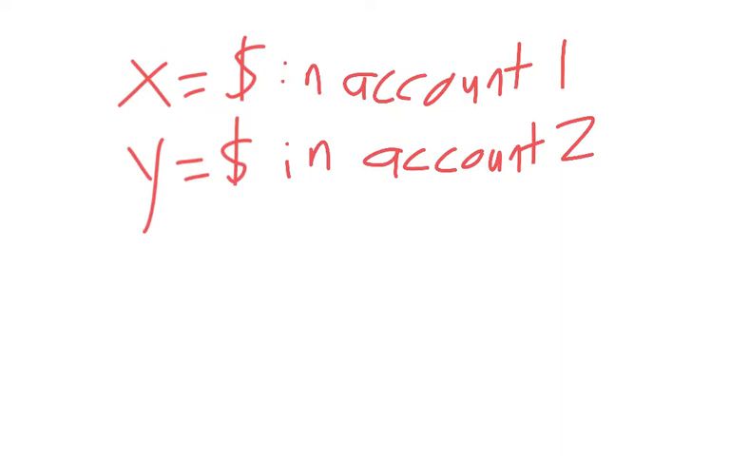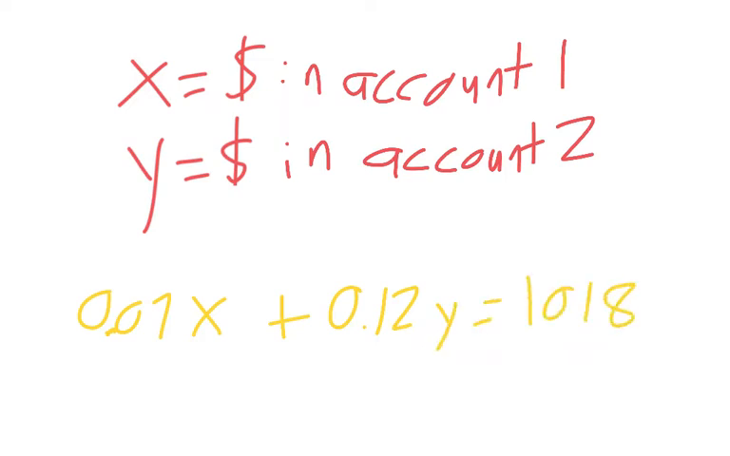So if he earned $1,018, that's just the extra amount he made in interest. So if I take the 7% he made in account 1, so I can find that by multiplying 7% of what he invested in account 1, add it to the 12% he made from account 2, this should be $1,018 in interest.